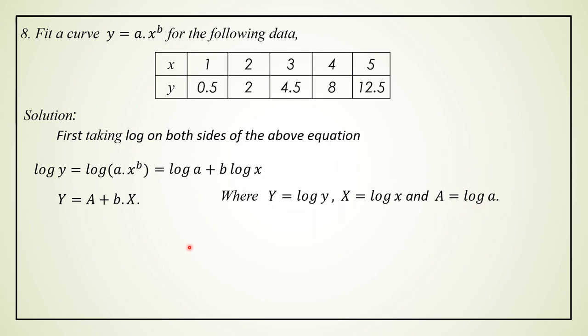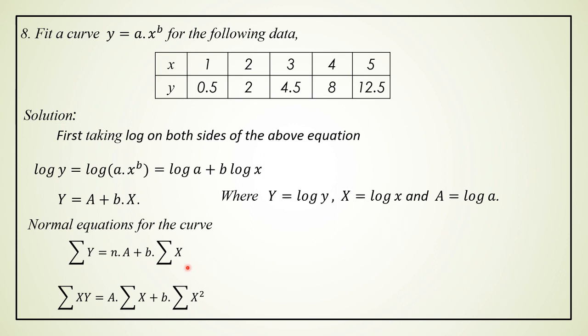Now you can easily obtain the normal equation of this curve, okay, as it is in linear form. The first normal equation is summation of capital Y is equal to n into A plus b into summation X. That is the first normal equation. The second normal equation is obtained thereby multiplying X throughout and then taking the summation of it. So you have summation XY is equal to A into summation X plus b into summation X squared.